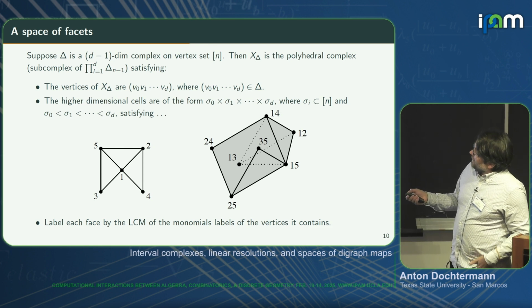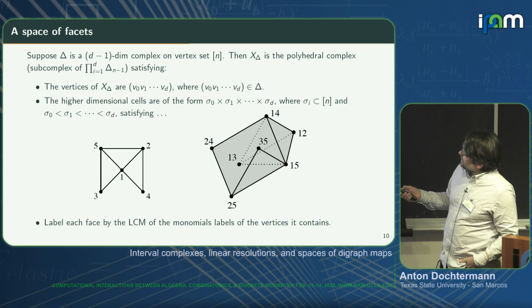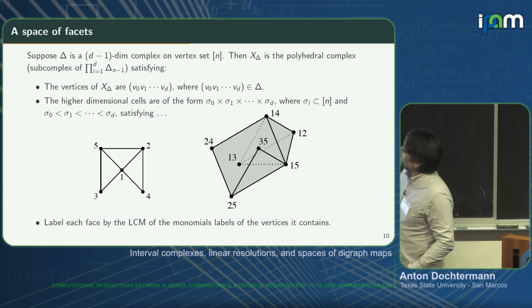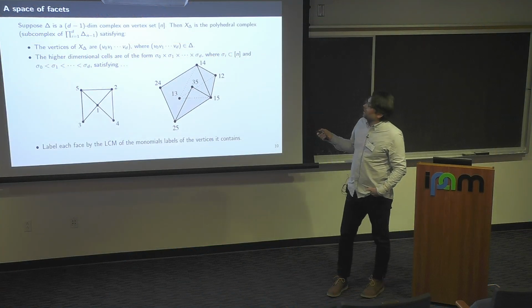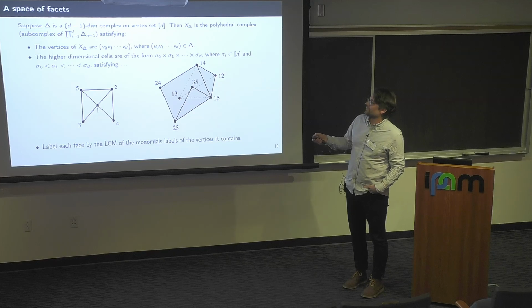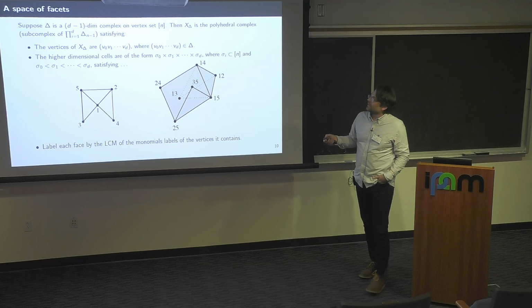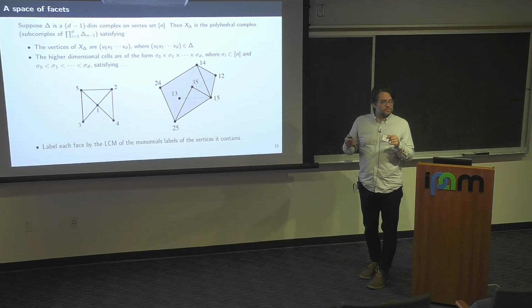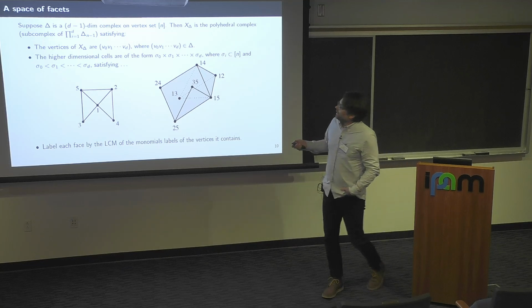So I do want D, I'm sorry about that. A D-dimensional complex on vertex set 1 through n. I'm going to define this thing X delta. It's going to be a polyhedral complex. Just for concreteness, it sits inside this big product. And again, the vertices of this complex will be the facets, that increasing list. And then the higher dimensional cells.